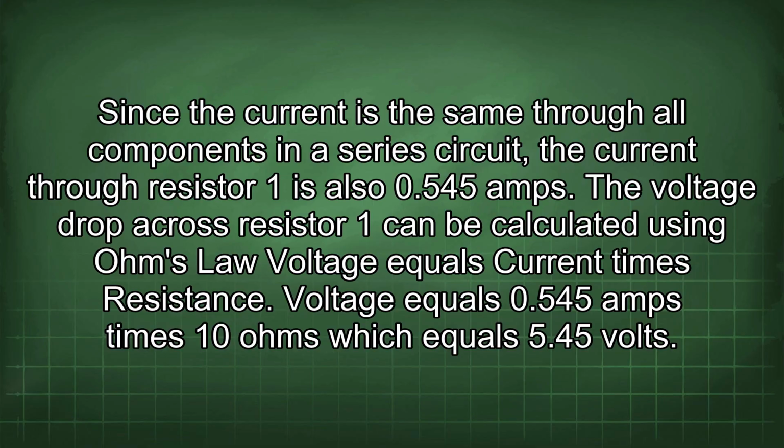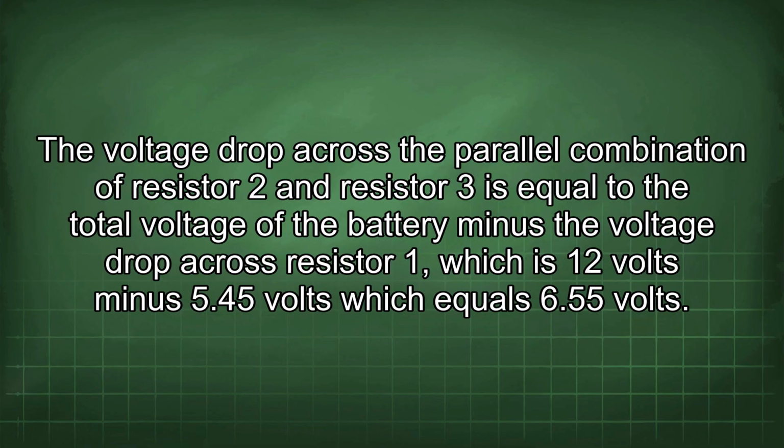The voltage drop across resistor 1 can be calculated using Ohm's law. Voltage equals current times resistance. Voltage equals 0.545 amps times 10 ohms, which equals 5.45 volts. The voltage drop across the parallel combination of resistor 2 and resistor 3 is equal to the total voltage of the battery minus the voltage drop across resistor 1, which is 12 volts minus 5.45 volts, which equals 6.55 volts.